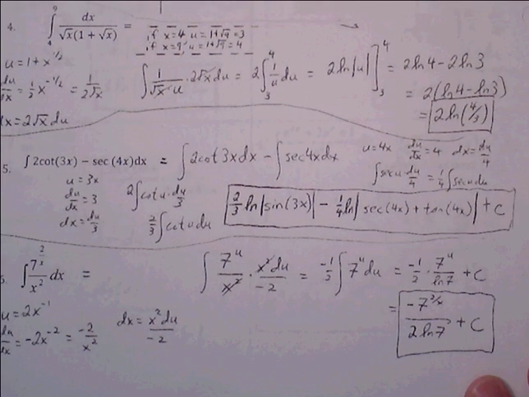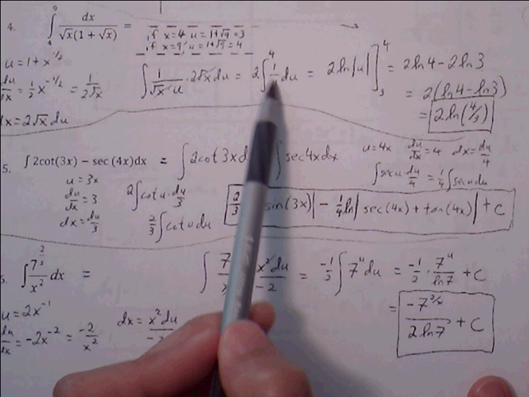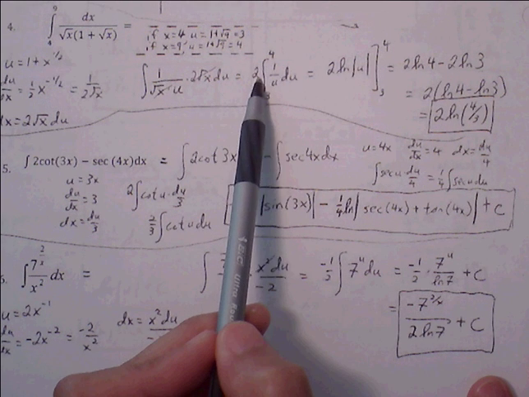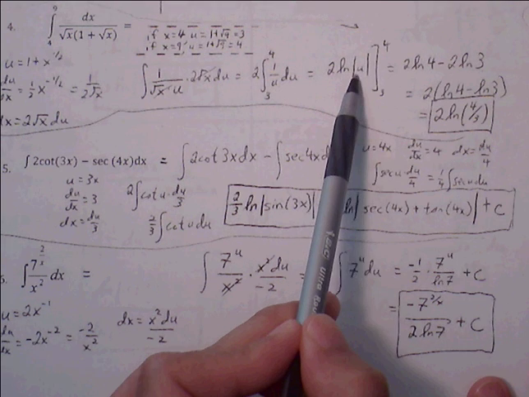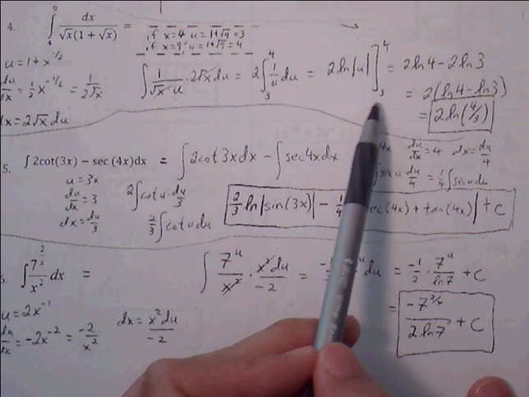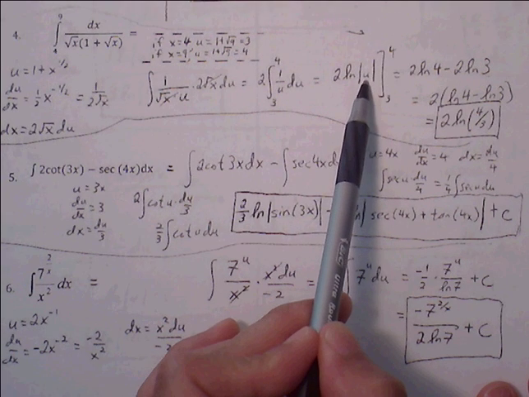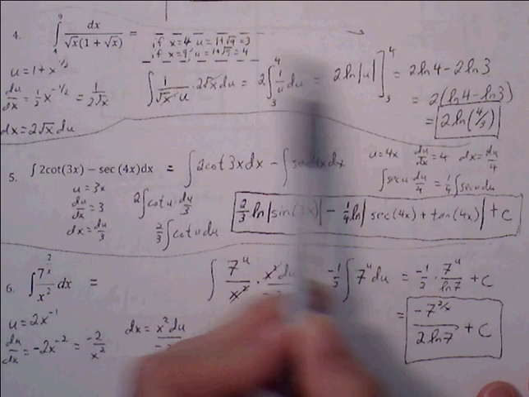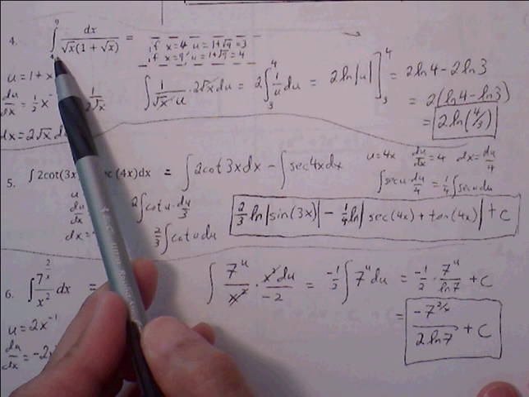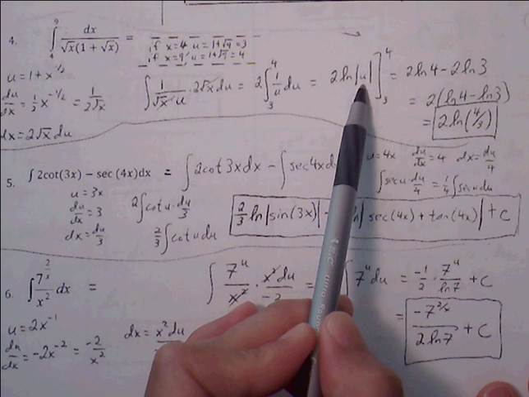So integral of 1 over u is just natural log of absolute value of u, so the 2 just tags along, so 2 natural log of absolute value of u, and then we can plug in upper and lower bounds. So two options here. We can replace our u value back in terms of x, and then plug in the original bounds 9 and 4, or we can just try and find the answer in terms of u.